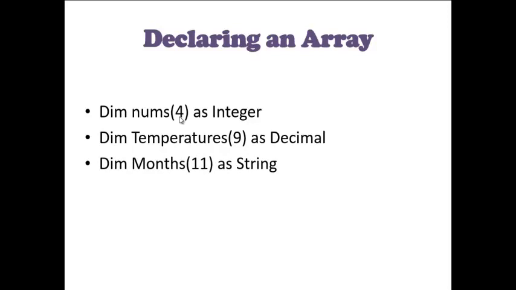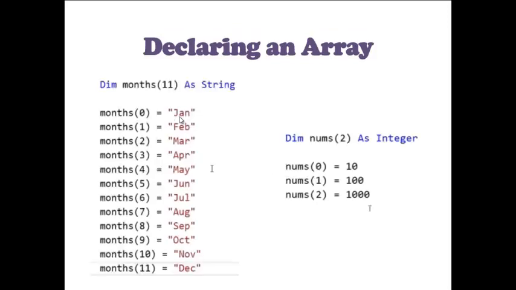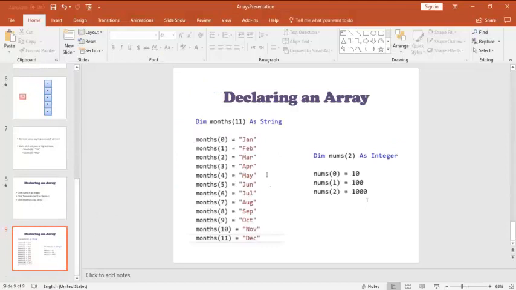Here's a small declaration for the array. Okay, month(11) as a string, so I'm going to have 12 elements starting from number 0 till the 11th one, and here Dim numbers(2) as integer means I'm going to have 3 elements starting with number 0. This is a small introduction about declaring an array, working with arrays. Let's go to the practical section and open the VS program.